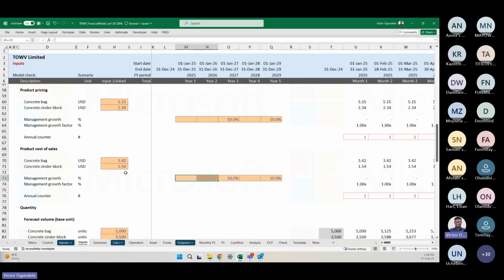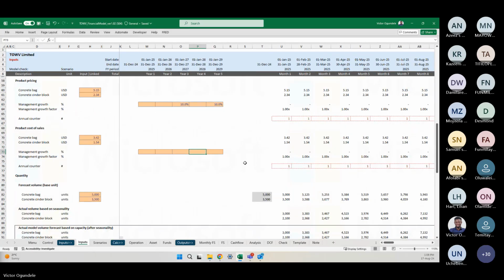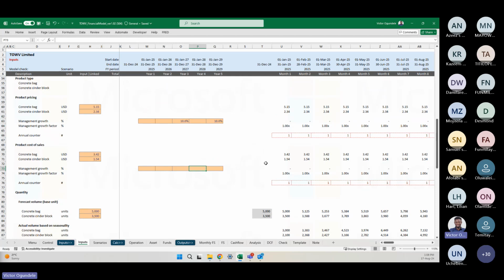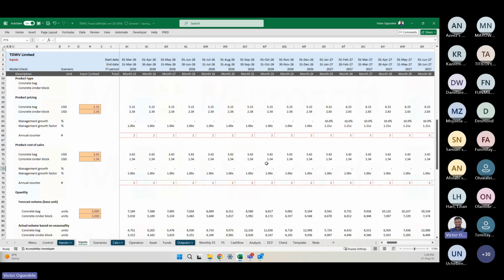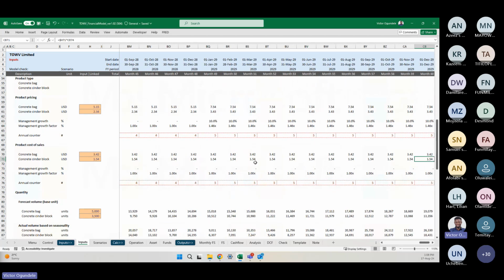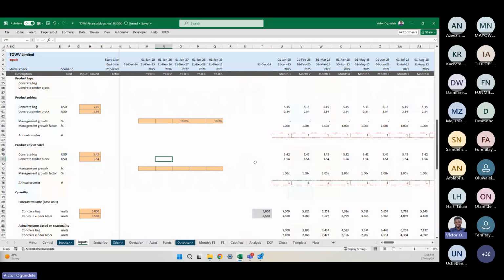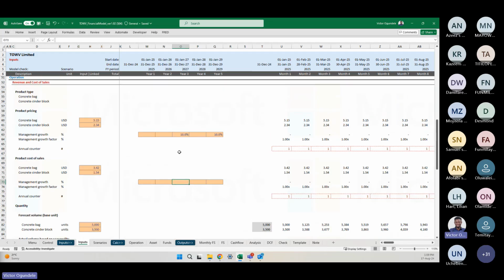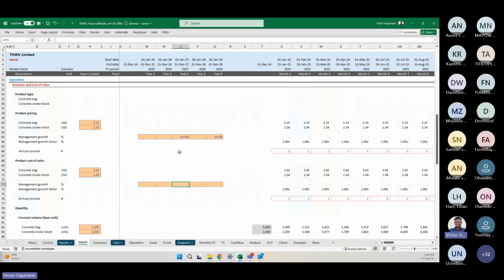Then this management group, just remove that. Just make that blank for now. And we are good to go. So straight look at your pricing, look at your cost of sales. Now still remember that we are still going to factor in inflation into it, right? But we've still made provision where management can decide to put any growth they want in any of the years on an annual basis.